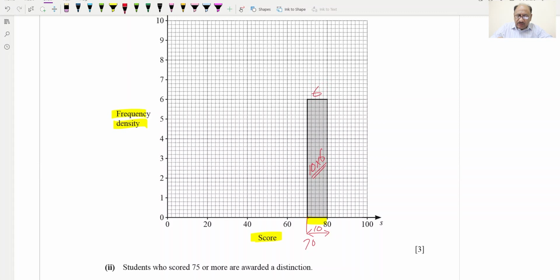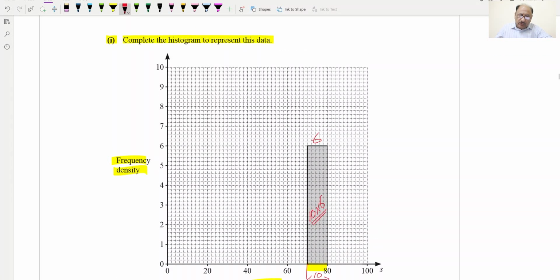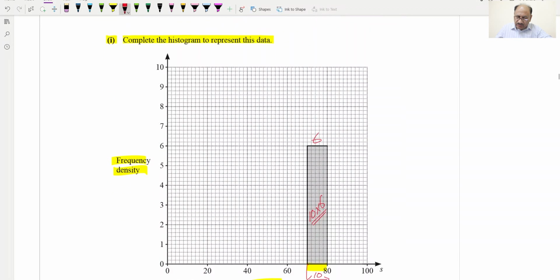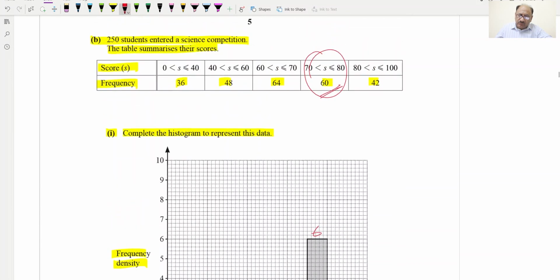So height multiplied by class width will be the total frequency. In other words, height is frequency divided by class width. So 60 divided by the class width, which is 10, gives 6. That's why they have taken this. The same method we will use for the rest of the ranges.